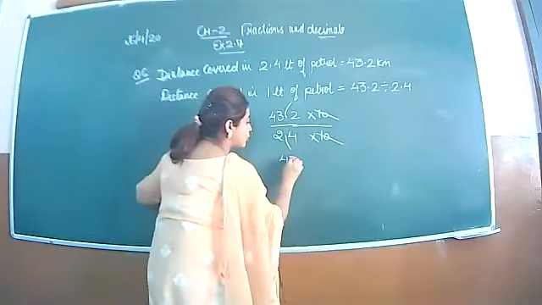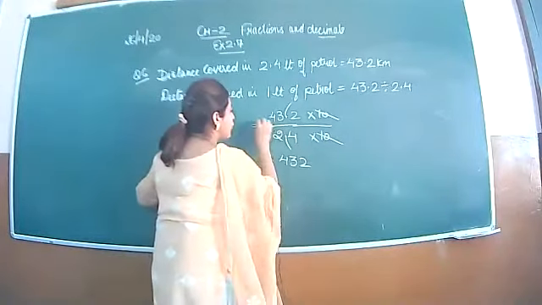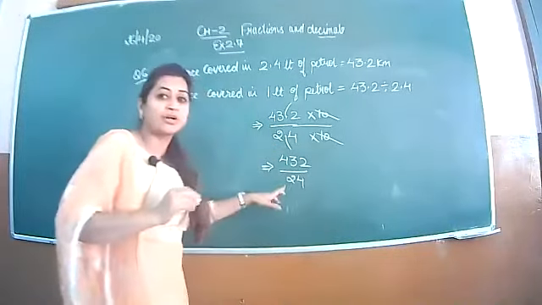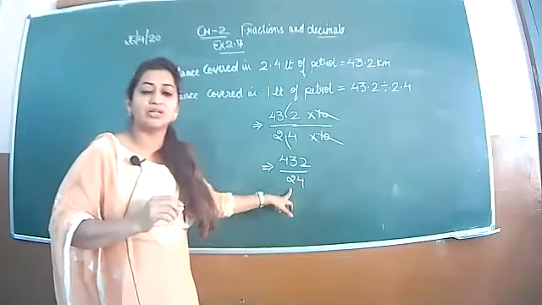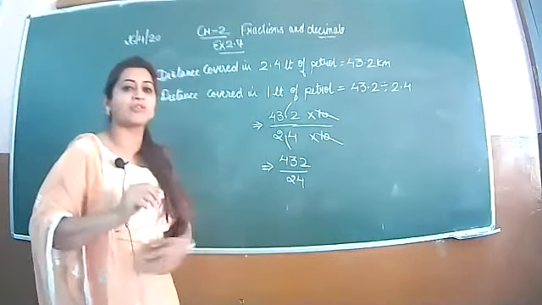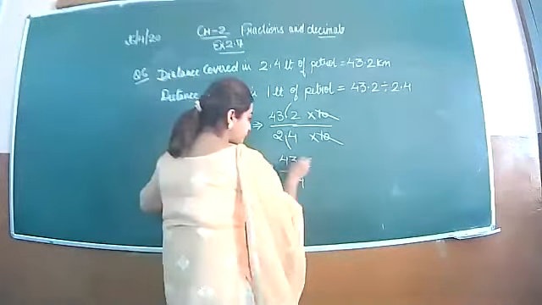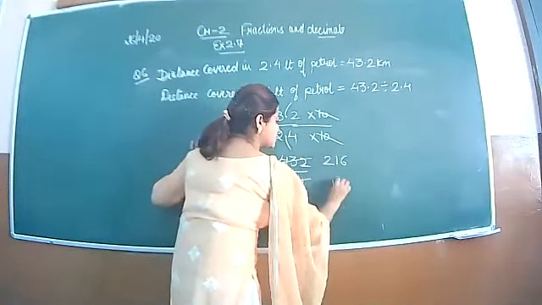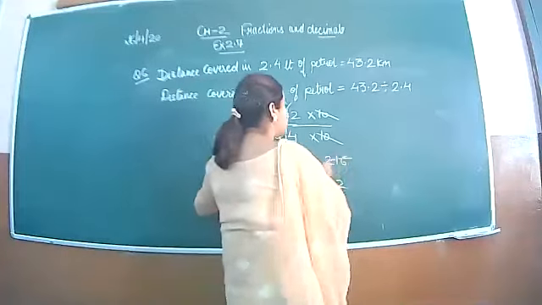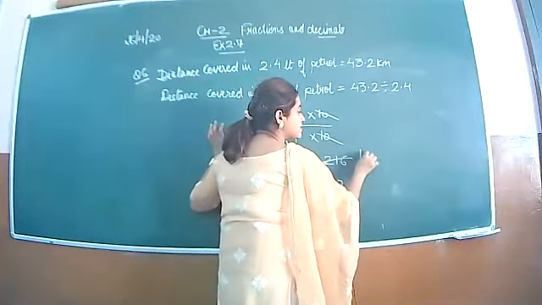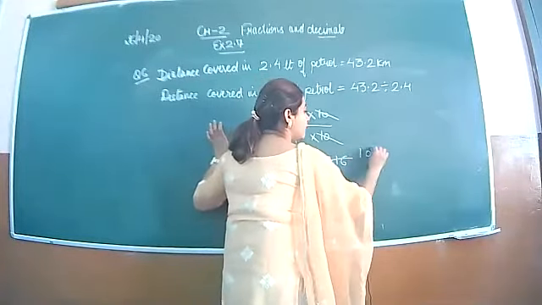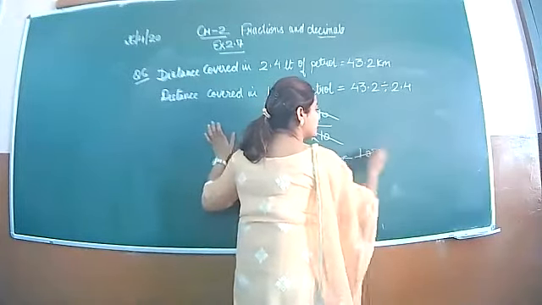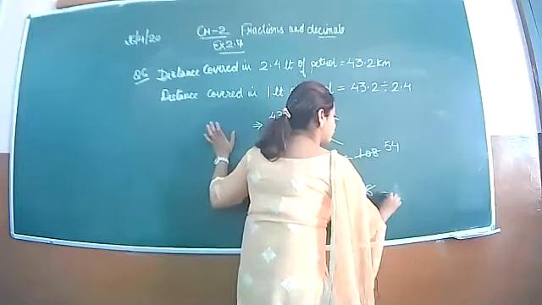10 will cancel out. We are left with 432 divided by 24. Now, you can divide it directly with 24 or you can cancel it out with the smaller number 2. 2 twos are 4, 2 ones are 2, 2 sixes are 12. This is 12 again divided by 2. 2 ones are 2, 1 is not divisible, so I will put 0. 2 eights are 16. 2 sixes are 12. Again cancel it out.